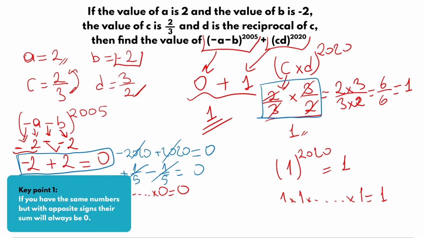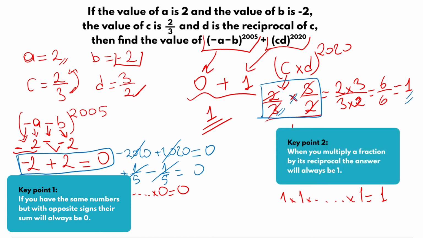3 over 2 is the reciprocal of 2 over 3. Alright? So when you multiply them, it makes 1. Therefore, we can say when you multiply a fraction by its reciprocal, the answer will always be 1. Alright? Please pause the video and write down these 2 key points in your exercise book and highlight them.